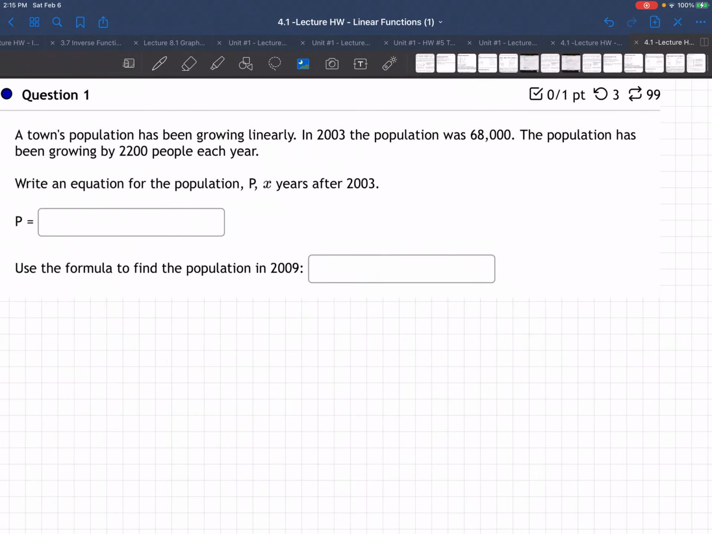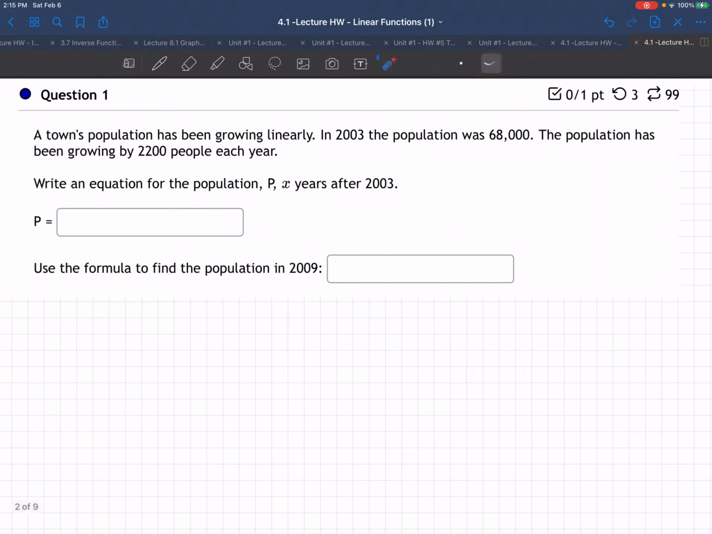Welcome to an example in which we're looking at a town's population that has been growing linearly, so it's a linear problem. In 2003, the population was 68,000. The population has been growing by 2,200 people each year. Write an equation for the population P, X years after 2003.